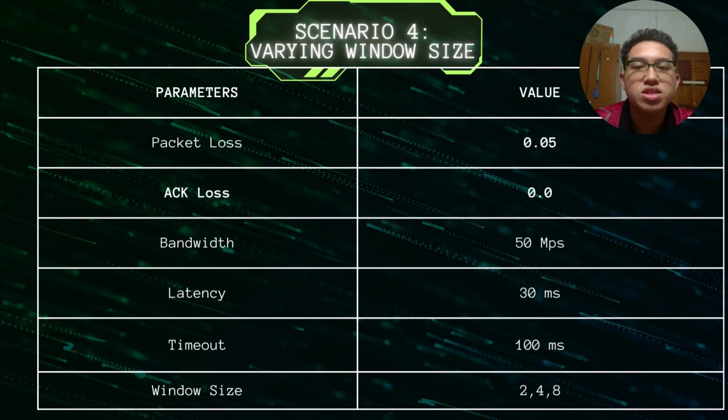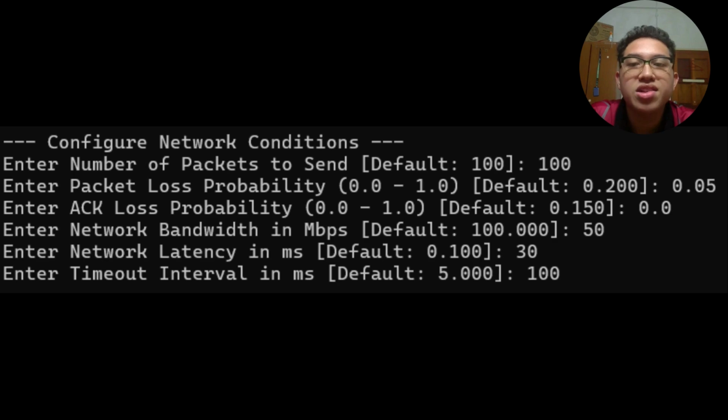Larger windows should generally improve performance, but may also increase the risk of congestion if too many packets are in flight during loss. These are configured network conditions for scenario 4.